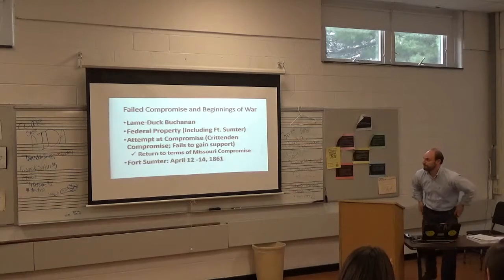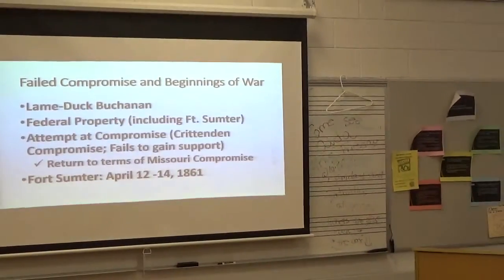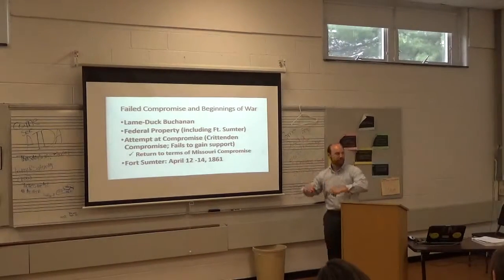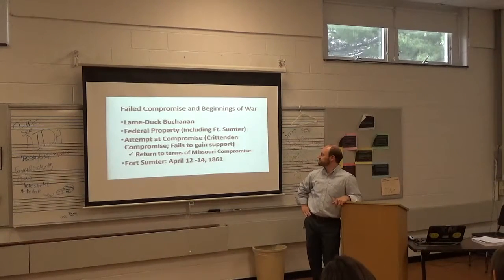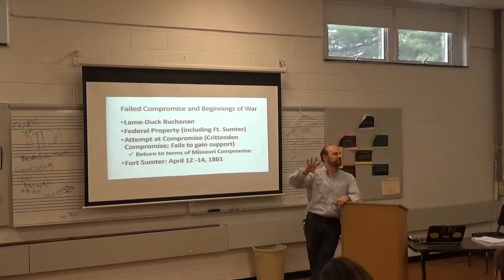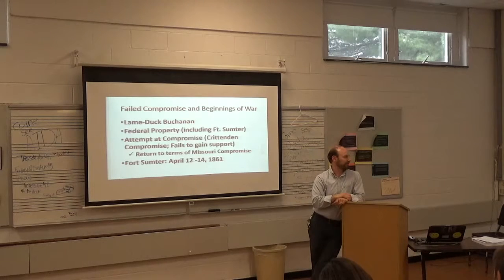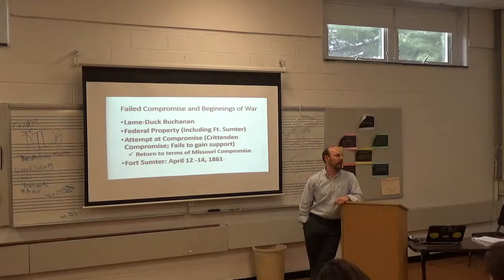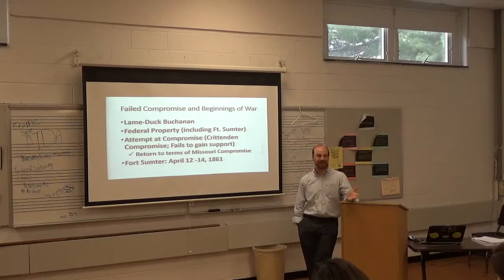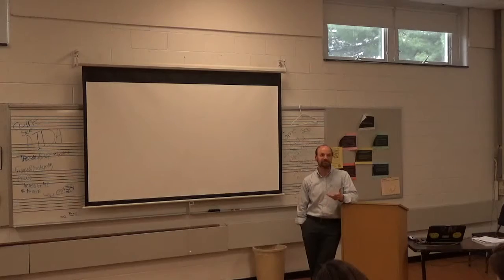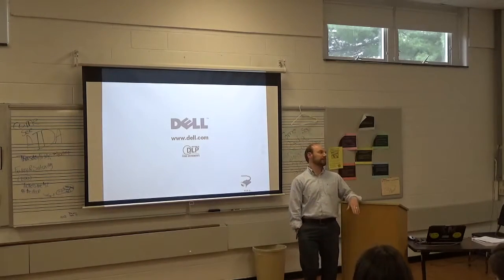Fort Sumter. Again, I'm giving you the skeleton of this era. I'm going to try to plug in some areas. The Crittenden Compromise was this: let's just go back to the terms of the Missouri Compromise. Senator Crittenden of Kentucky said, why don't we just go back to the terms of the Missouri Compromise? We'll settle this thing. Let's just go back to the way it was. Well, it didn't change it. That's what got us here in the first place. And had they addressed the issue in Philadelphia in 1787, maybe things would be a little bit different.